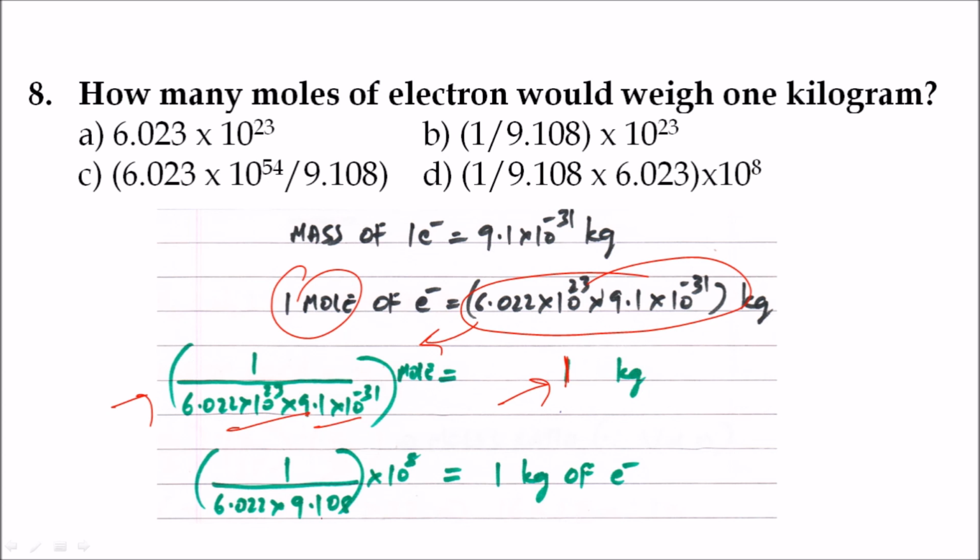You can write it in another form, as the options are not given. So you can simplify 10 raised to 23 and 10 raised to minus 31, right? So it will be 10 raised to minus 8, and if you take it to the numerator it will be 10 raised to 8. So 1 kg of electrons is nothing but 1 by 6.022 into 9.108, or 9.1, and in the numerator will be 10 raised to 8. So these many moles will weigh 1 kilogram.